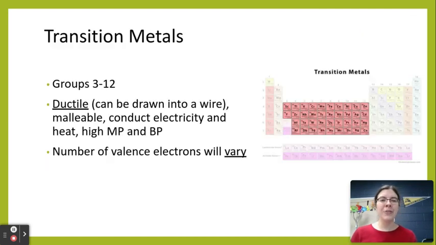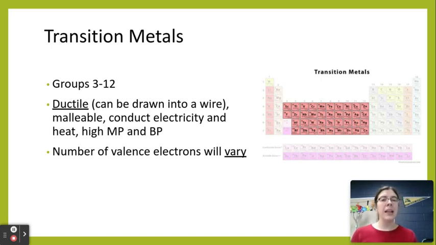Moving across, the next group is the transition metals. This is a whole big group of elements. They all have kind of unique properties. This is groups 3 through 12. Most of these elements are ductile, meaning we can draw them into a wire, so things like silver and gold. That's why a lot of these make great metals for jewelry. They're malleable, meaning we can hit them with a hammer and form thin sheets of them.